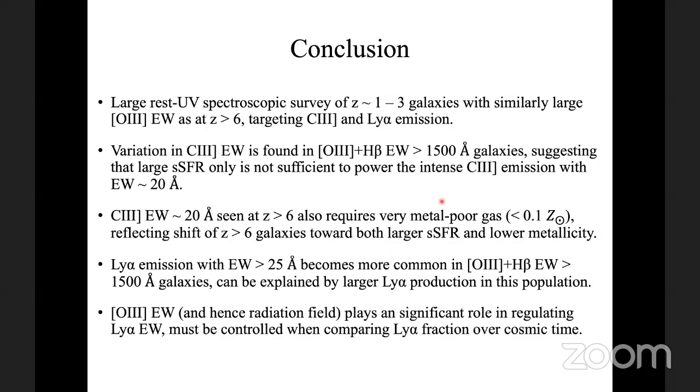There are very few objects with the O3 1660 measurement, so we can measure the metallicity for only a small number of sources. The number is small, but they are consistent with what we inferred from the photoionization model and also the metallicity variation in carbon-3 emission.